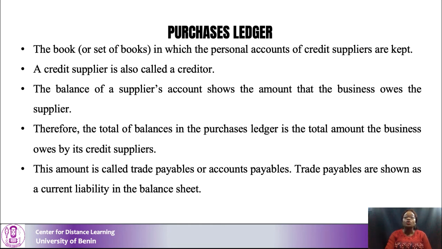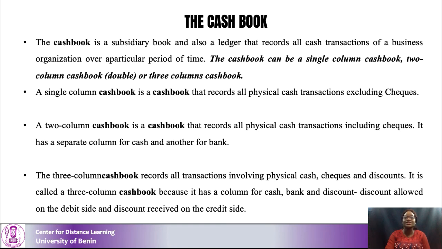Purchases ledger, on the other hand, is a personal record of accounts of credit suppliers. In this place, we keep records of those that have supplied our business goods and we are yet to make payments to them. A credit supplier is also called a creditor or a trade payable. The balance on this account shows the amount that the business is owing to all of its suppliers at the end of a financial period. This amount is called trade payables or accounts payables, and this figure is represented in the statement of financial position as a current liability. Now we'll move to the cash book.